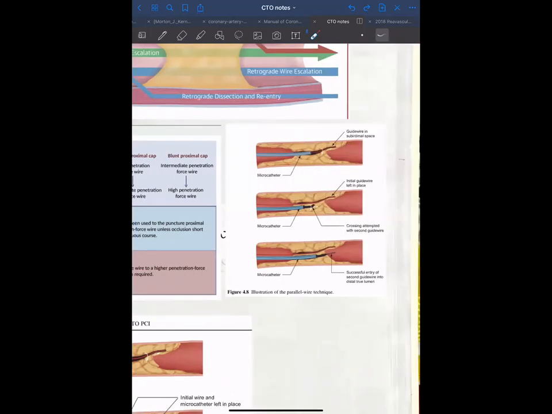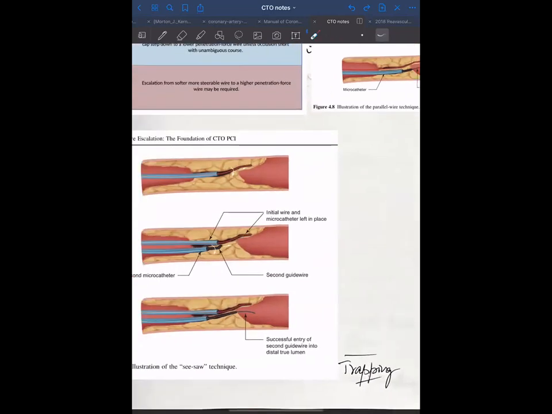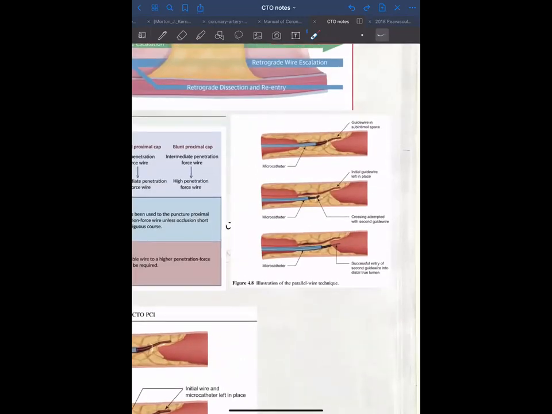So there are two techniques for antegrade wire escalation. One is the parallel wire technique. The other one is the seesaw technique. Both are similar, except that the number of microcatheters used is different. In the parallel wire technique, you park a wire in the subintimal space, and you come back with a microcatheter with another wire, which will enable you to go through the correct channel now and enter the distal space.